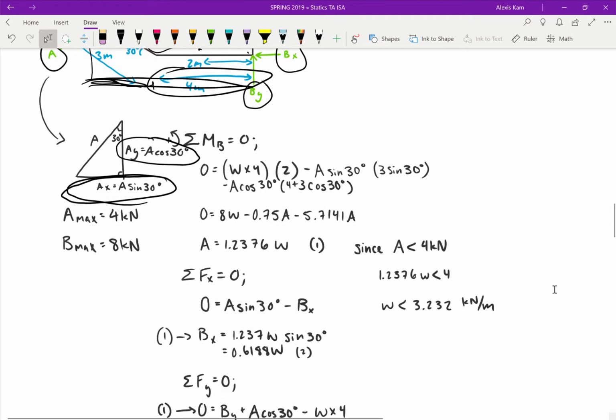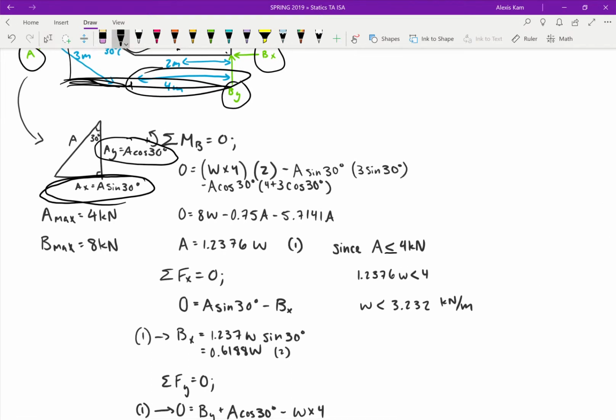Once we simplify this equation, we'll get A equals 1.2376 times the distributed load W. Now, in the beginning of the problem, we were told that the support can support a force of up to 4 kilonewtons. So if we know that the force A has to be equal to or less than 4 kilonewtons, then we can figure out that the distributed load can be less than or equal to 3.23 kilonewtons per meter.